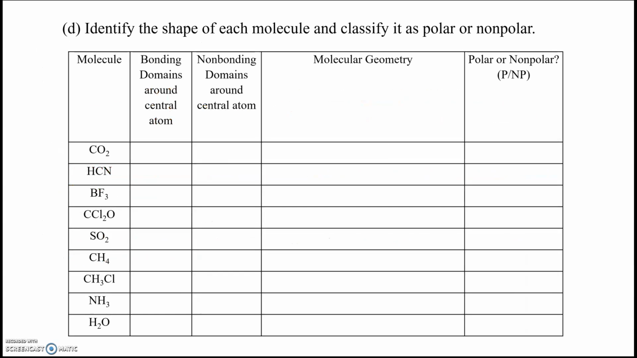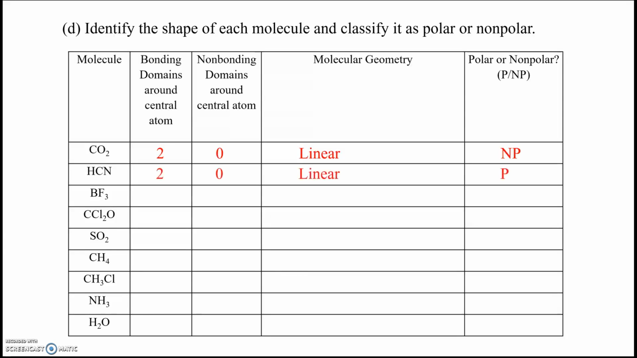All right, part D, kind of a long question. It says identify the shape of each molecule and classify it as polar or nonpolar. I couldn't get all of them on the same slide, so we'll do some of them on this one and some of them on the next one. We've done some of these before, so this will go relatively quickly. Carbon dioxide has got 2 bonding domains around the central carbon atom, no non-bonding domains, therefore it's linear, and because it's symmetric, it's nonpolar. Rather than typing it out, I'm just going to write NP.